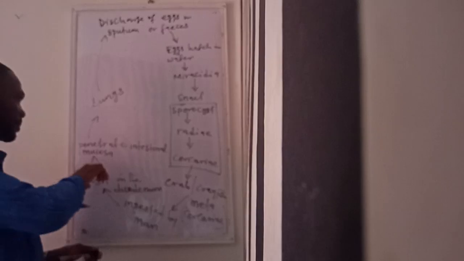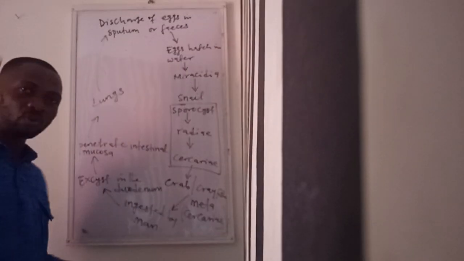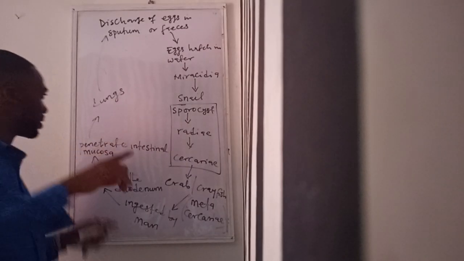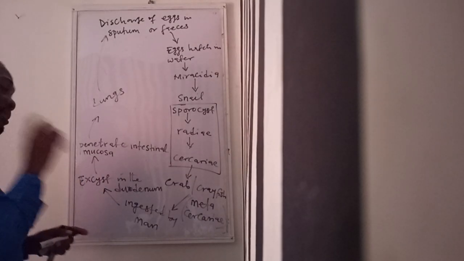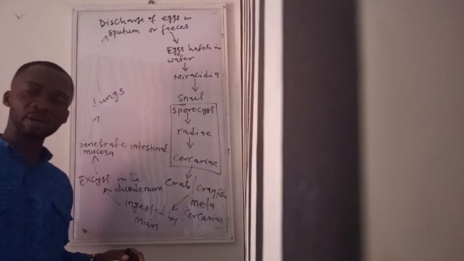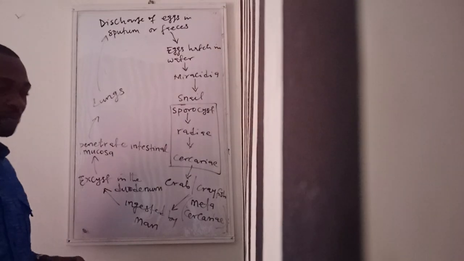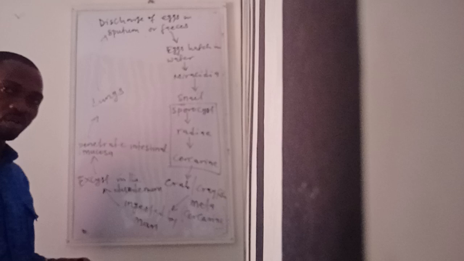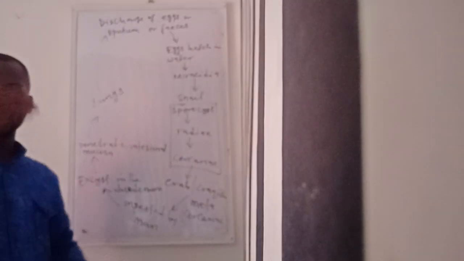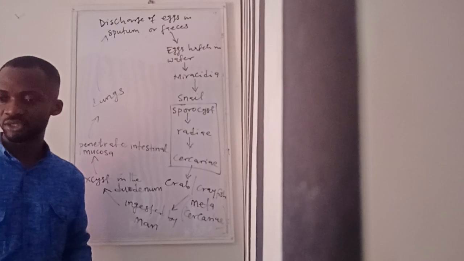Then, of course, it penetrates the intestinal mucosa, passing through the peritoneal cavity, the diaphragm, and the pleural cavity. Then, of course, it reaches the lungs, and within the lungs, they mature into adults and begin to lay eggs, and the cycle is repeated.